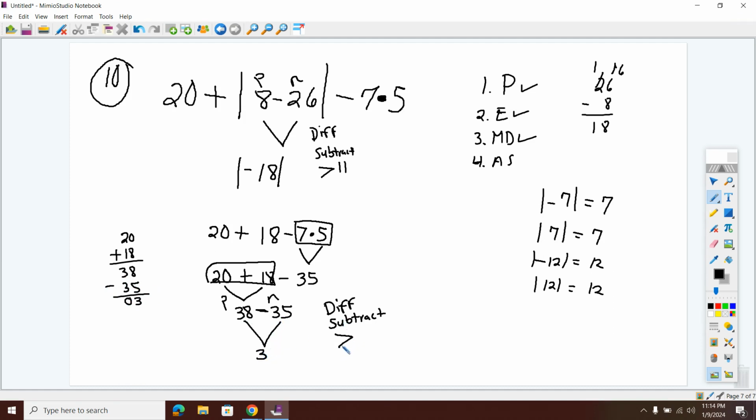Now we keep the greatest absolute value. How far you're from 0. So 38 is 38 away from 0. Negative 35 is 35 away from 0. So the answer will stay positive.